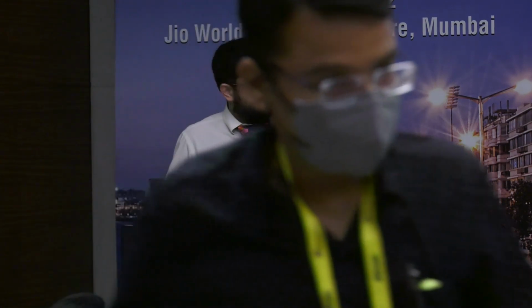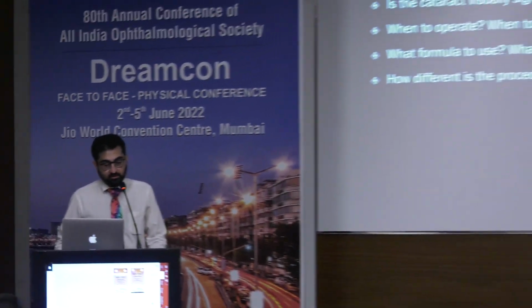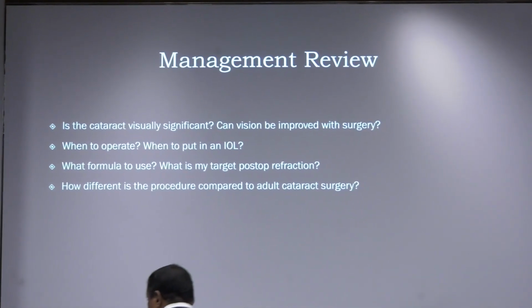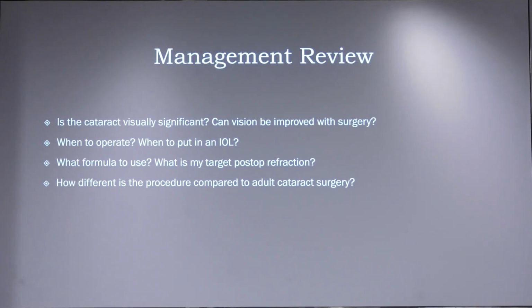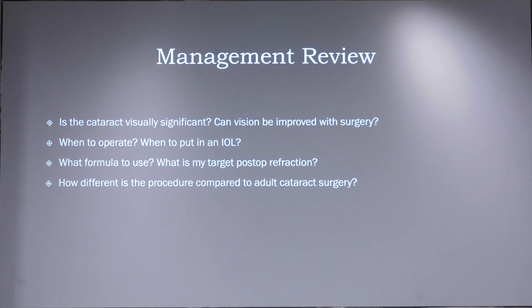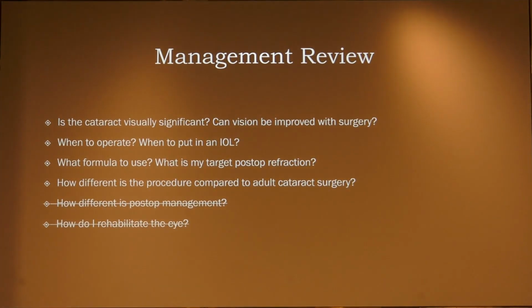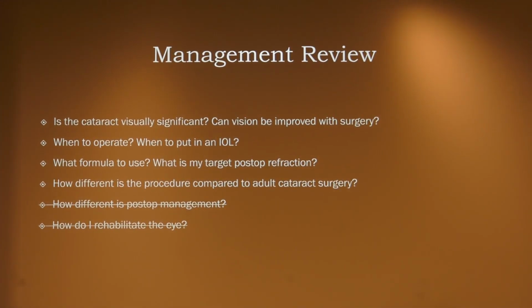So this is what I ask myself when a pediatric cataract comes to me. The first question I ask is, is the cataract visually significant? Can vision be improved with surgery? The second question I ask is when to operate, when to put an IOL, what formula to use, what is my target post-op refraction, and how different is this procedure going to be from an adult cataract? The other two questions will be taken in the next talk.